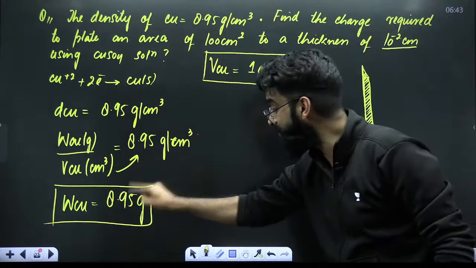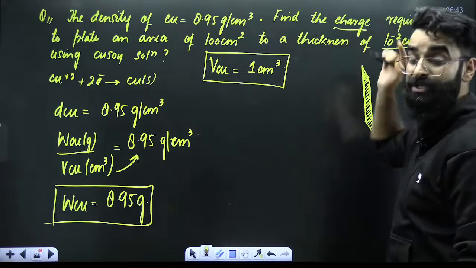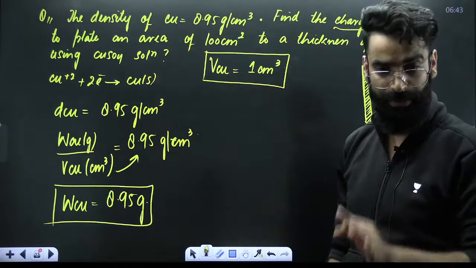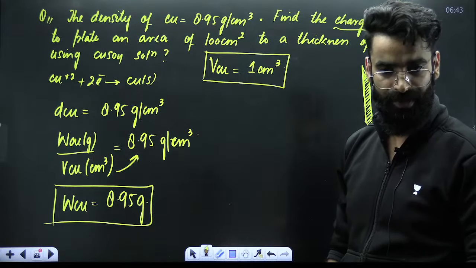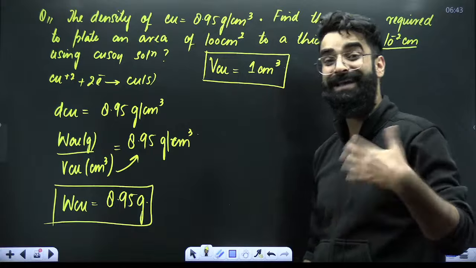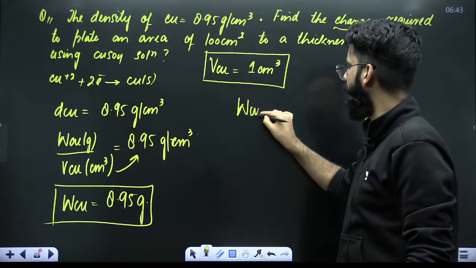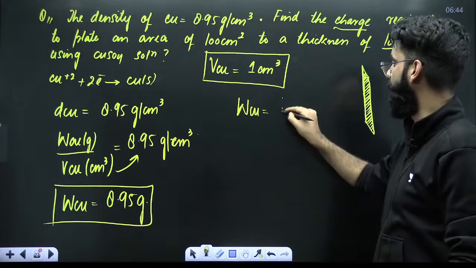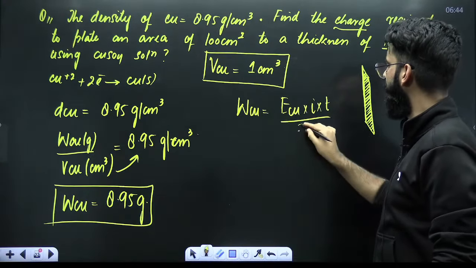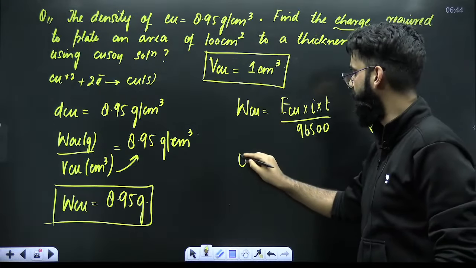In order to deposit 8.95 grams of copper, what is the charge which should go into the solution? Calculate the charge that should go into the solution so that 8.95 grams of copper is deposited. So I'll directly say mass of copper deposited as per Faraday's first law has to be equal to equivalent mass of copper multiplied by I multiplied by T divided by 96500. Correct?